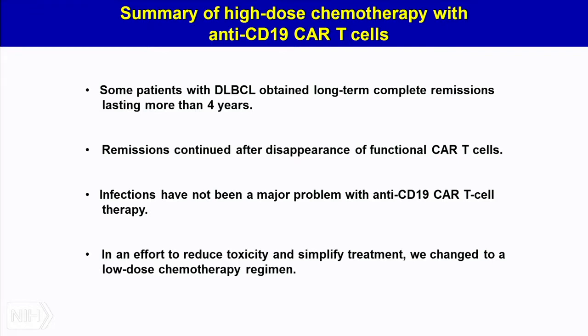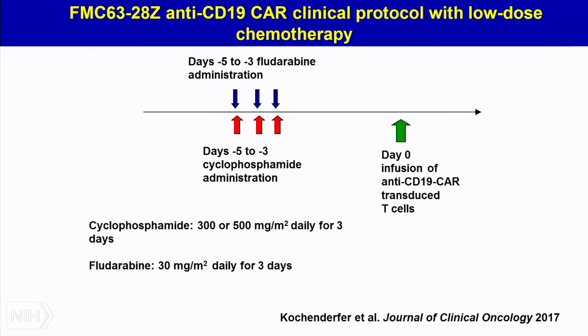In an effort to reduce toxicity and simplify treatment, we changed to a low-dose chemotherapy regimen. So now we're getting into more recent work. Again, we're using the same CAR, the FMC63-28Z CAR, the same basic cell production process, but we reduced the chemotherapy down to cyclophosphamide 300 to 500 milligrams per meter squared for 3 days, and fludarabine 30 milligrams per meter squared for 3 days. So this is like half to 1/3 of the chemotherapy dose of the previous regimen that I talked about, as far as the cyclophosphamide dose. So again, chemo for 3 days, then 2 days off, then cell infusion.